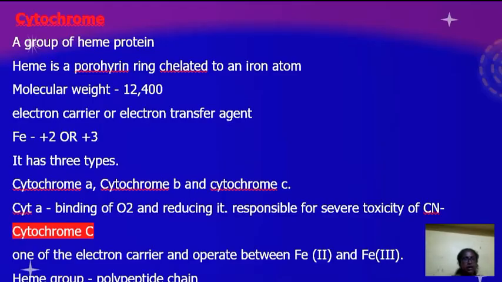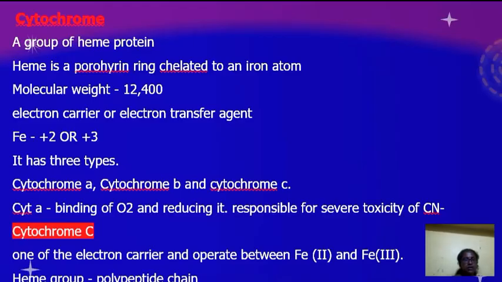Hemoglobin and myoglobin are also heme proteins, but the oxidation state of the iron is +2. Whereas in case of cytochrome, the oxidation state of iron is either +2 or +3. In case of rubredoxin and ferredoxin, the oxidation state of the iron is +3. Cytochrome has three types, that is cytochrome A, cytochrome B and cytochrome C. Cytochrome A binds O2 and reduces it, and is responsible for the severe toxicity of CN-.